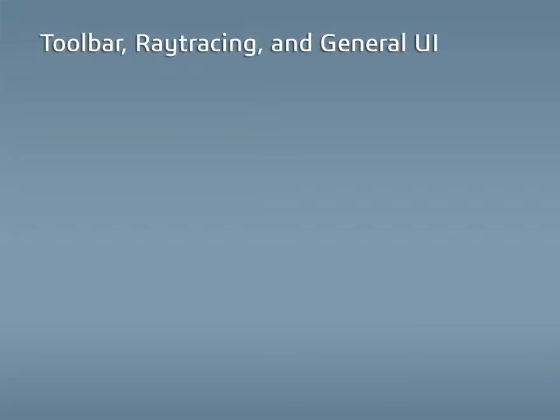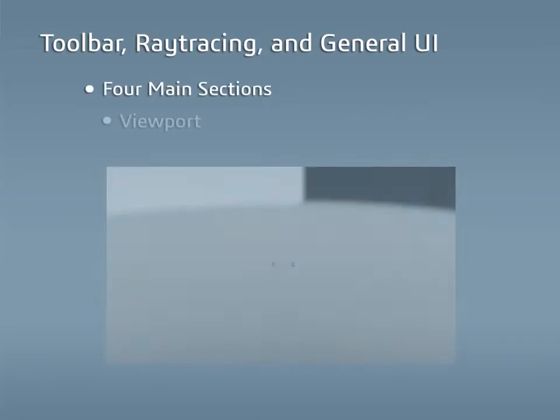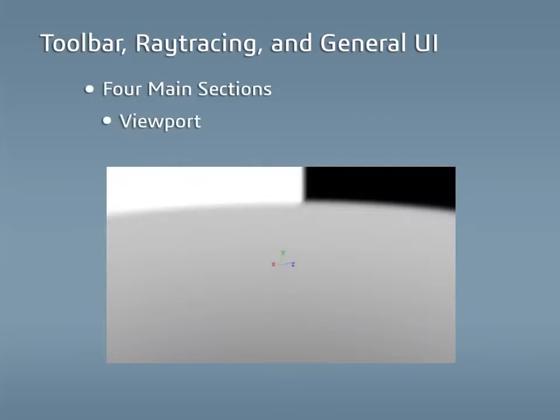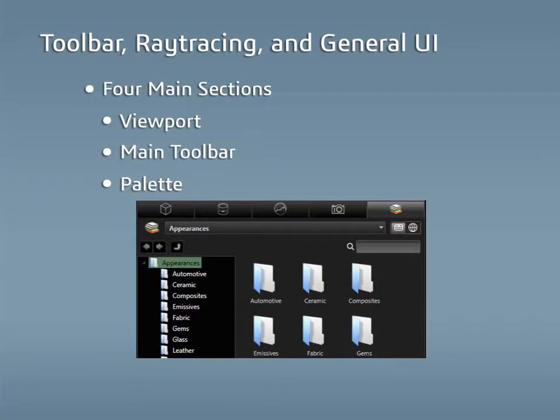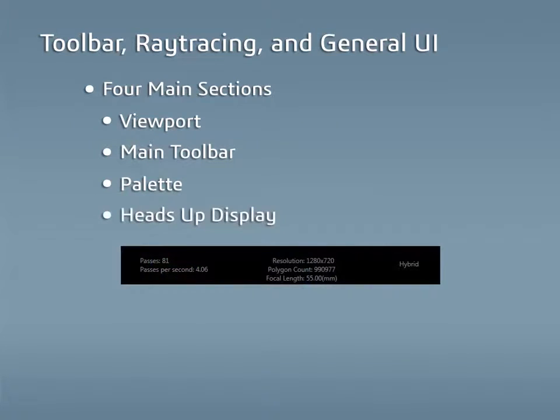Part of mastering Visualize is being comfortable with the interface, knowing where to find tools when you need them, and knowing what options are available to you. In Visualize, there are four main sections of the interface: the viewport, which is the main working area, the main toolbar, where the most frequently used tools are, the palette, where all the settings for the project are stored and modified, and the heads-up display, which provides quick access to information.